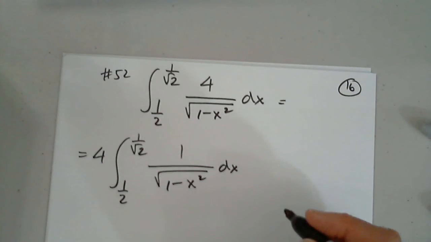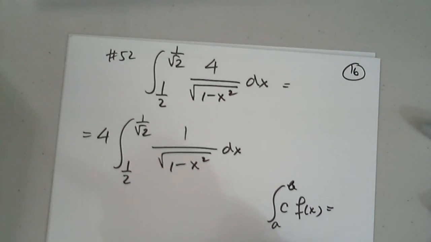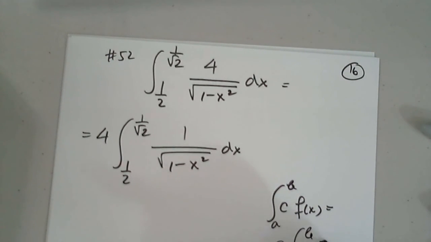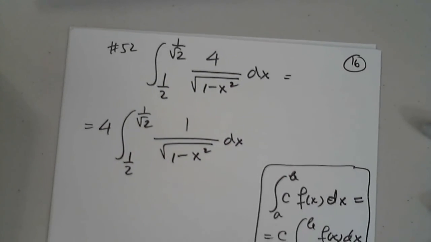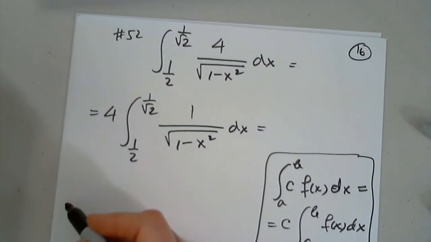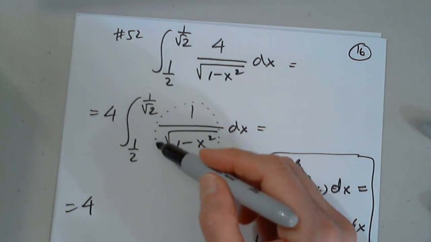I don't remember now if I wrote that. So the integral from a to b of a constant times f of x: C times the integral from a to b of f of x dx. I may have not written this one. Sorry about that, so please add it in. Good. So now I have 4, and I have to find the function whose derivative is this.